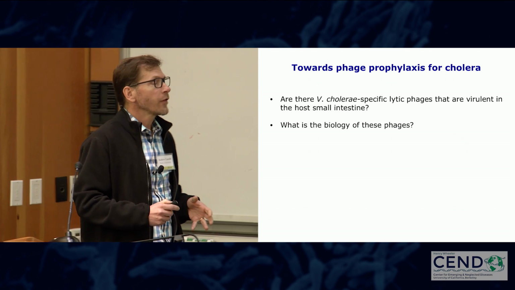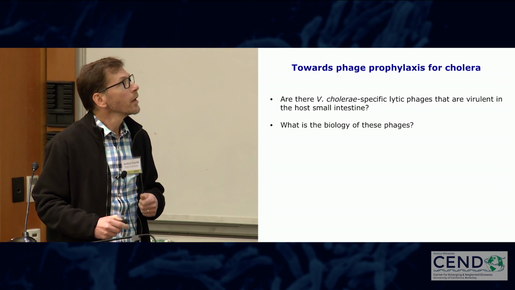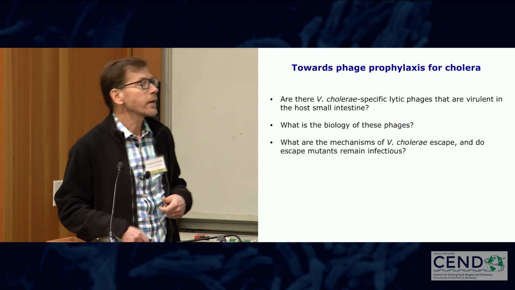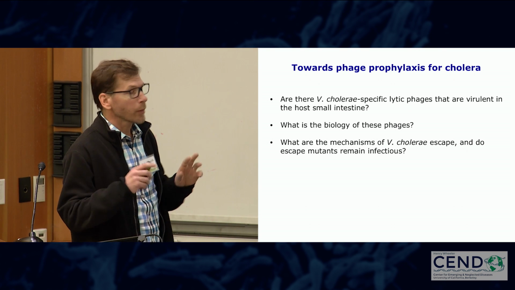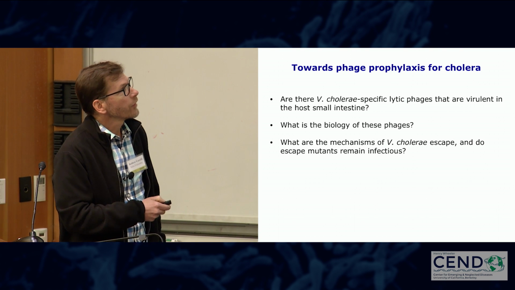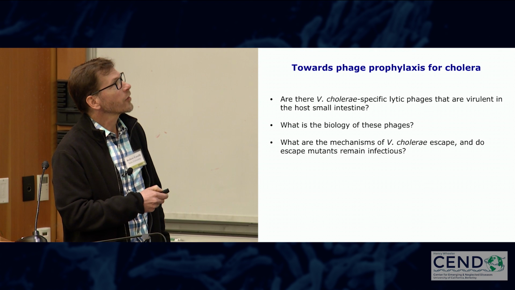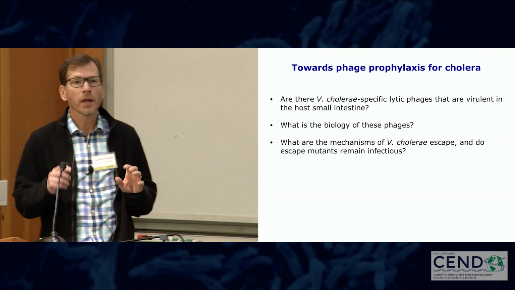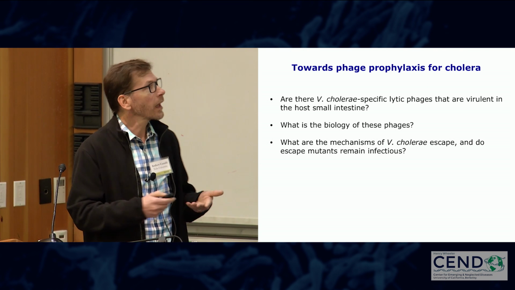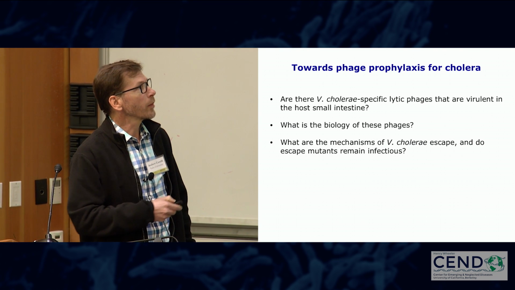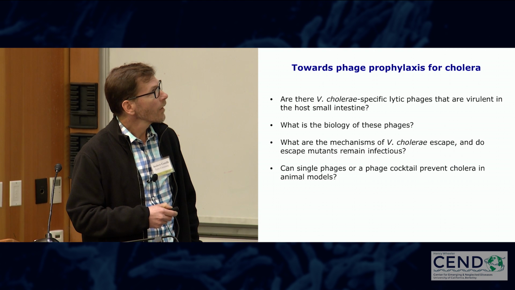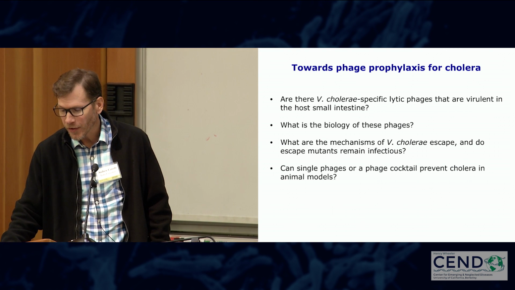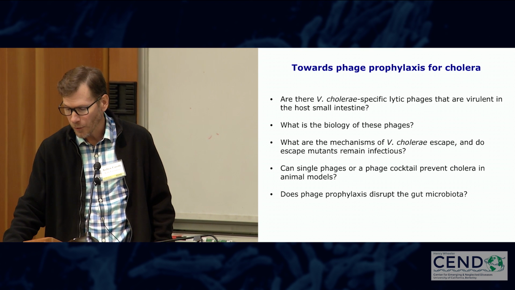What's the biology of these phages? What are the receptors? How virulent are they? Do they form lysogens or prophages? And of course, Vibrio will become resistant to these, and we would like to know what the mechanisms of escape from these phages are. And importantly, for phage therapy or prophylaxis, do escape mutants remain infectious? And then finally, can single phages or a cocktail prevent cholera? And so I'll present data that addresses all these questions.